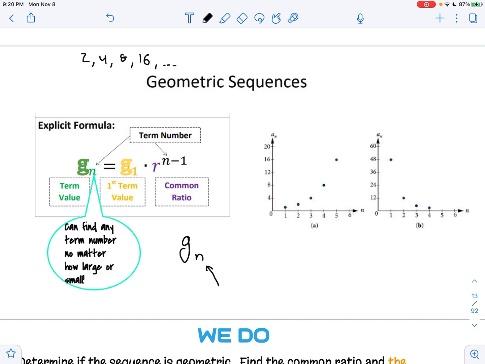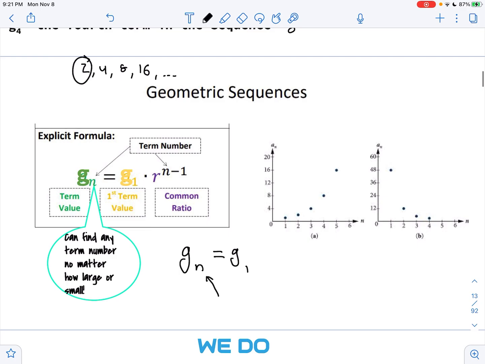We can find the 7th term, the 9th term, the 10th term. This formula right here is going to classify the sequence and help us find its terms. So in order to find the formula, you take whatever the first term is. In the example, this would be 2. Say this was g of n, g of 1 would be 2.